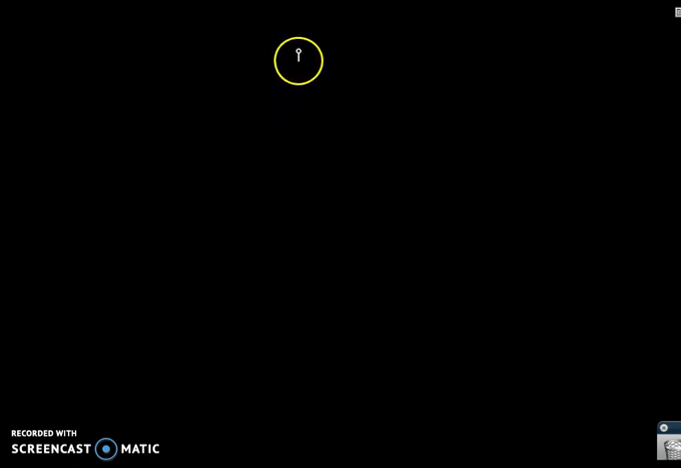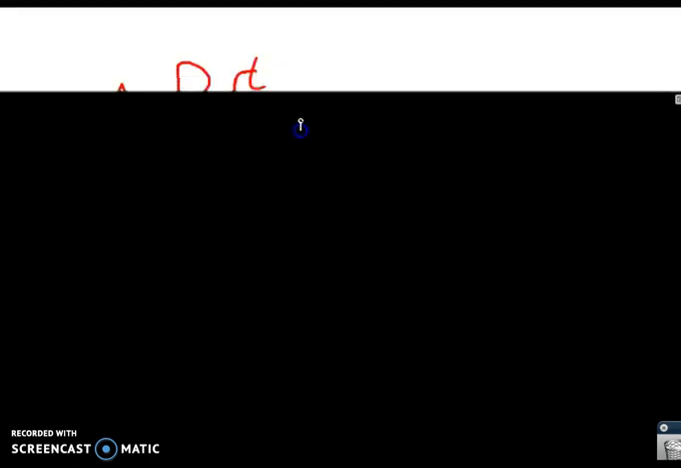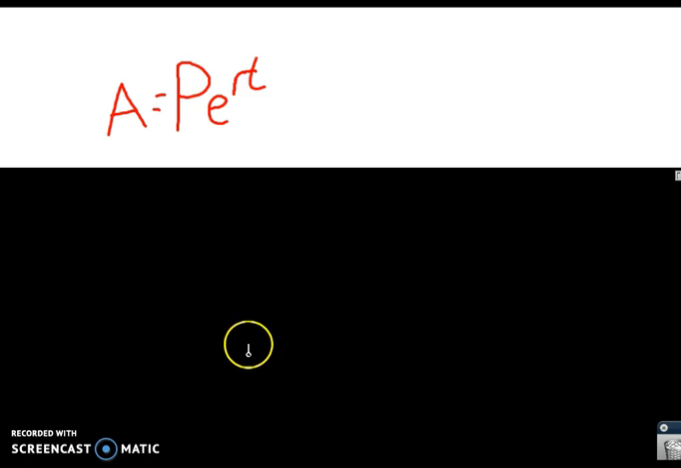Now, this next formula is pretty important because it is this. A equals P times E to the RT. E, remember, is the E that is found on your calculator. So, where does this particular thing come into play? It comes into play when we compound interest continuously.